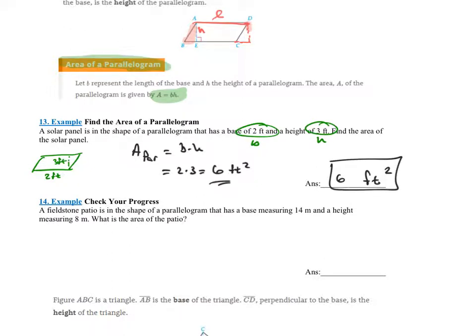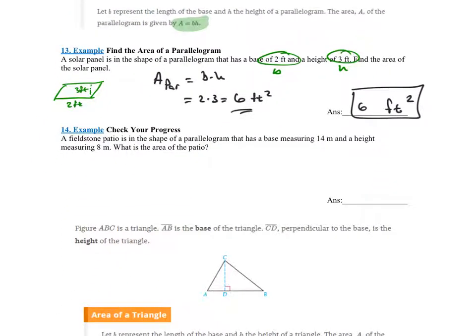Example 14, let's see here. It says a fieldstone patio in the shape of a parallelogram that has a base measuring 14 meters and a height measuring 8 meters. What is the area of the patio? So again, this is a parallelogram. There's a parallelogram. It has a base of 14 meters, and then it has a height of 8 meters. Okay, there's base, there's height.